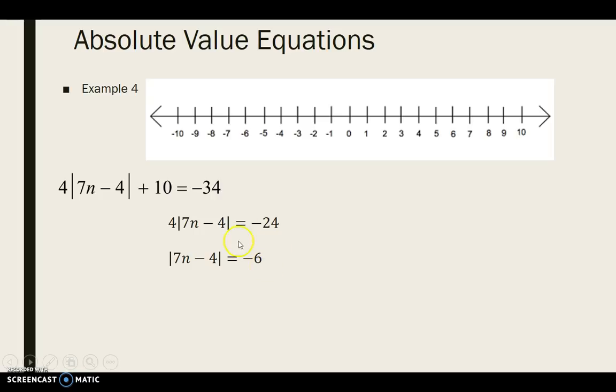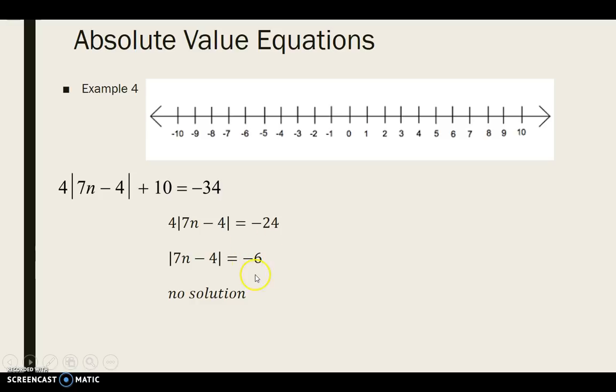Now, if this value were positive, that would mean that we have a distance that we could count away from 0, because absolute value means distance from 0. However, this is telling us that the distance of this expression from 0 is negative 6. That's a problem. We cannot work with negative distances. There's no such thing as a negative distance. So because this absolute value is set equal to a negative, this particular equation has no solution.